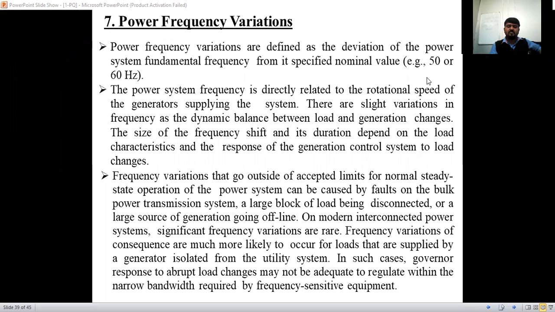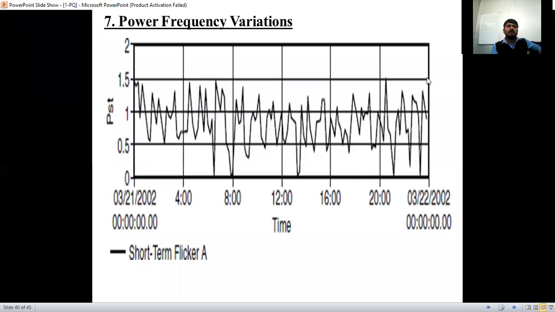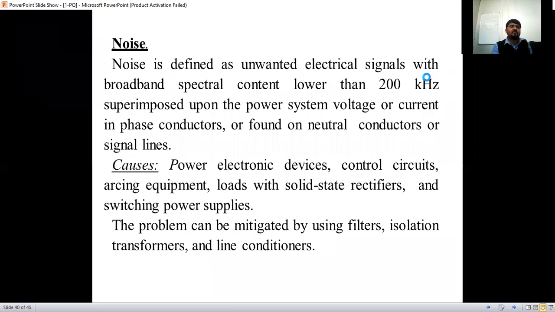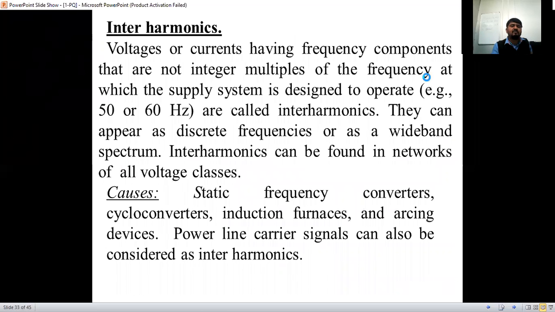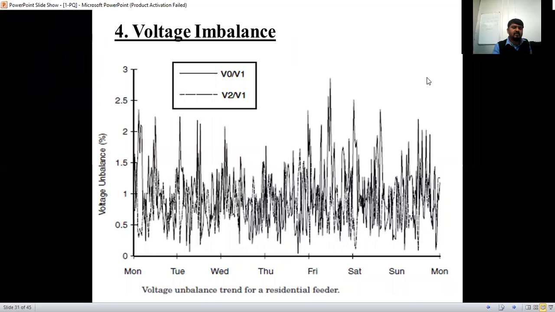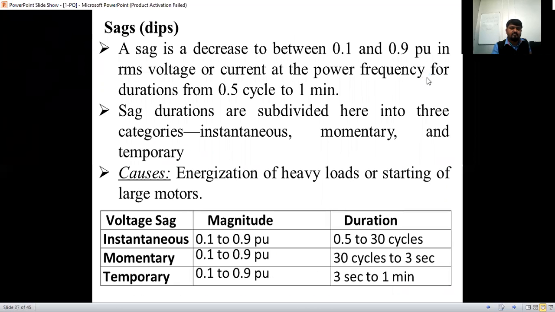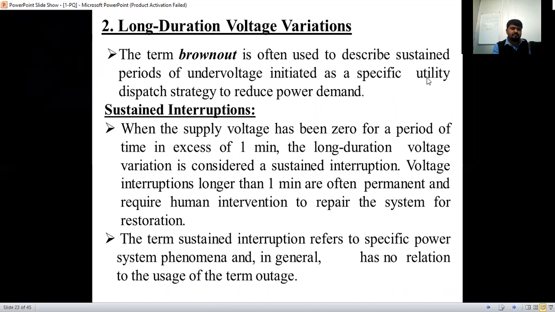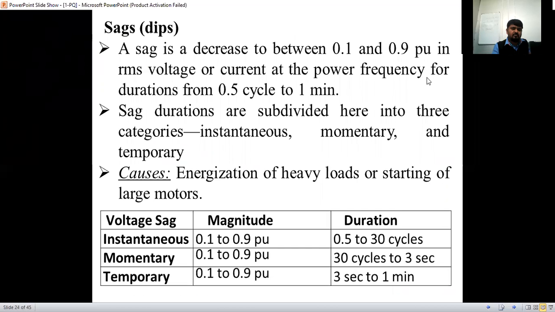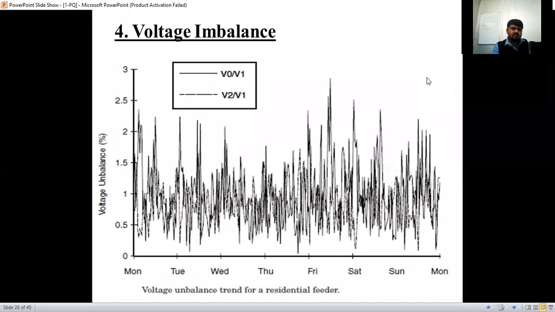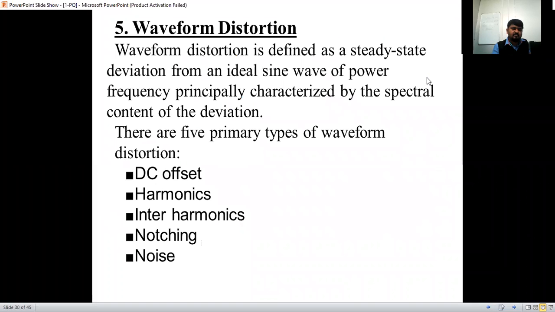So this completes power frequency, and it also completes the different categories of issues we have discussed in the previous part. I'll show that one. Long 3, 4, 5, 6. Voltage imbalance.